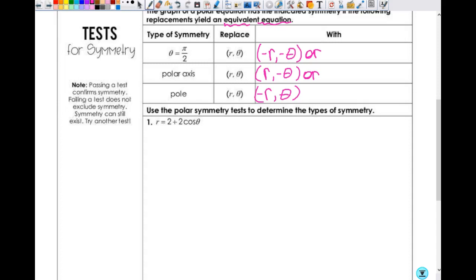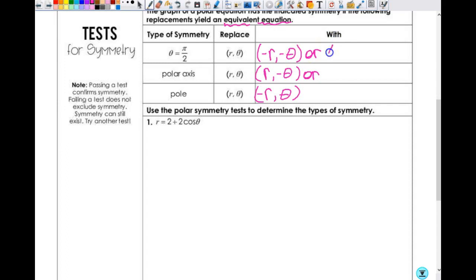So since I have more than one option here, then for theta equals pi halves, it's either negative r, negative theta. So let's say that I substitute this in, it doesn't match. Then I have a second one I have to try before I move on. If I get a yes here, then I don't have to try the second one, okay?